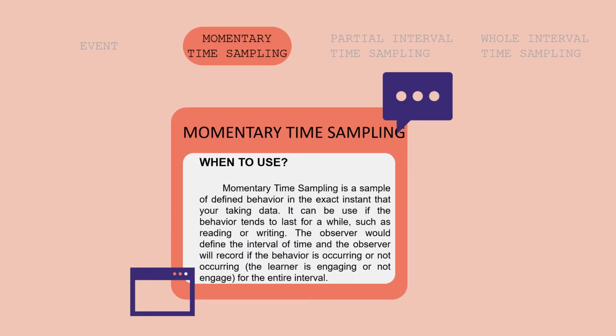Momentary time sampling is a sample of the defined behavior at the exact instant that you're taking data. The observer will define the interval of time. Let's say we have 5 minutes, and you look up at the end of the interval. At the 5-minute mark, the observer will record whether the behavior is occurring or not occurring, or whether the learner is engaged or not engaged.